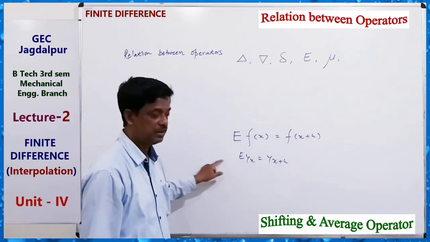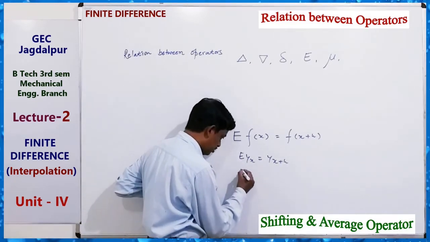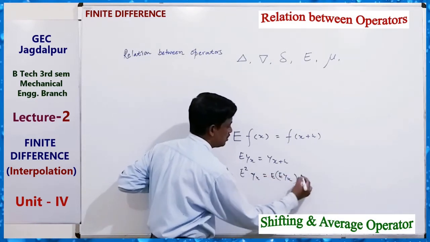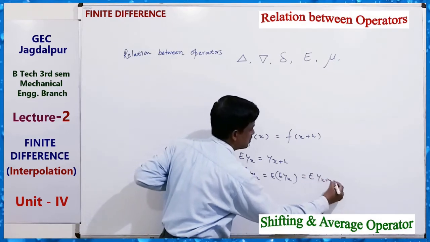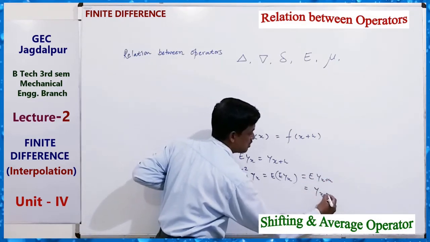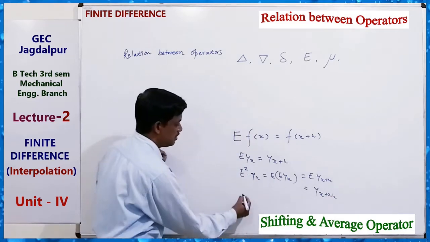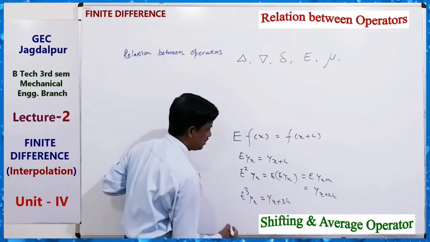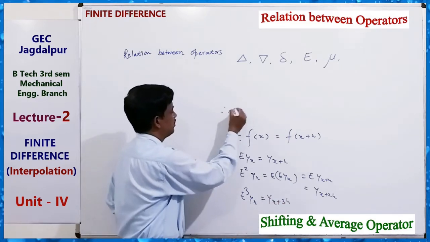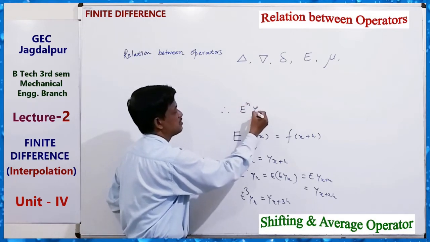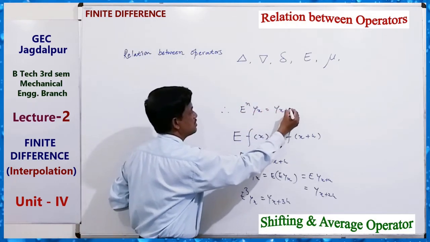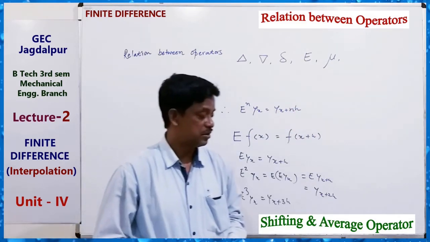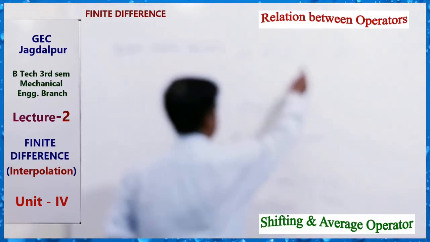This is shifting operator. Just do one time more. E square yx means what? E of E yx, yx plus h, means one time more: yx plus 2h. Similarly, E cube yx means yx plus 3h. Therefore, n times, if we take E to the power n on yx, so yx plus nh. This is a shifting operator.